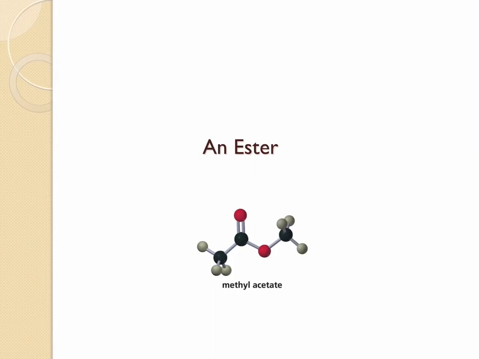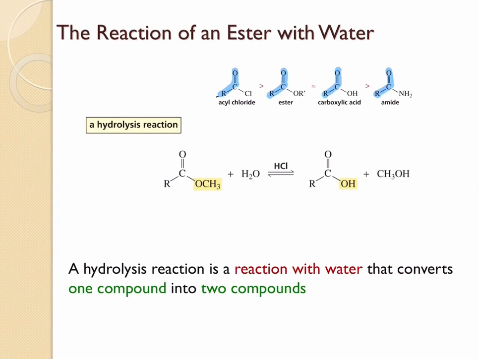Reactions of ester. Ester cannot be converted into an acid chloride because it's less reactive than acid chloride, and one of the reasons is that Cl- is a weak base compared to OR-, and therefore this reaction is not possible under normal conditions. However, ester can be converted into carboxylic acid or amide, or they can be converted into another ester.